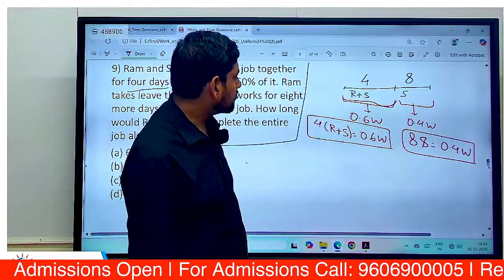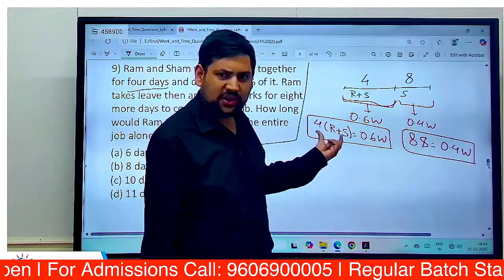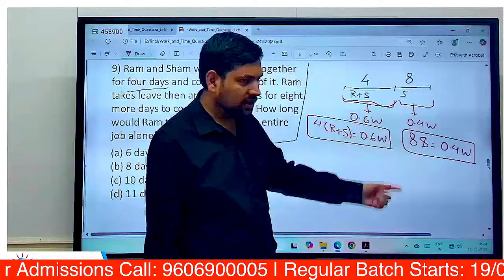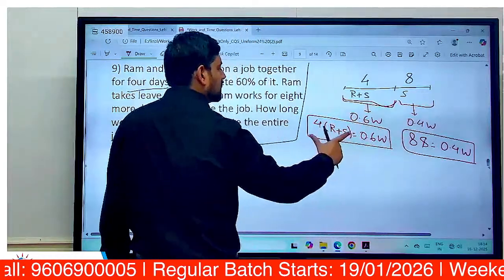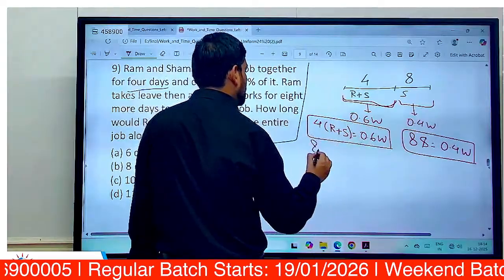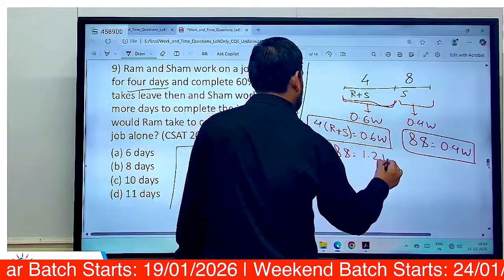Correct? Now, see, I have 8S here. So I want 8S here also, so as to eliminate 8S completely. Now, I multiply both sides of this equation by 2. What I get? 8R plus 8S is equal to 1.2 W.